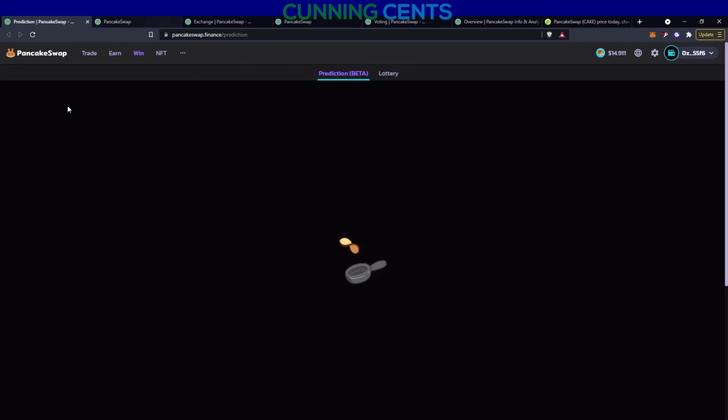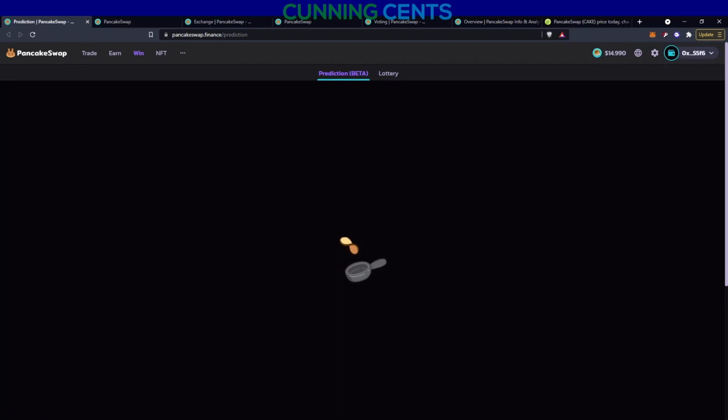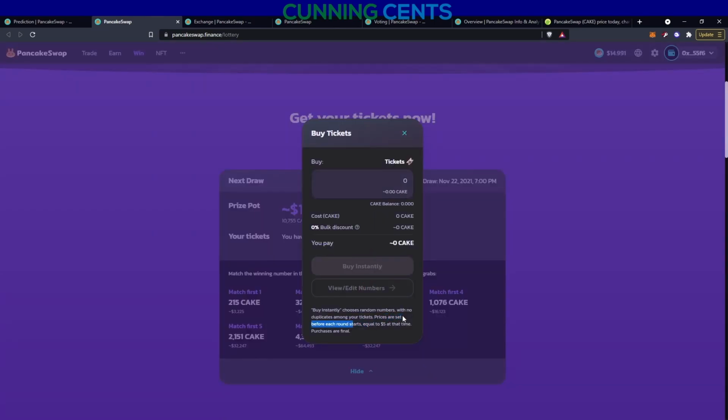But these are some of the more fun ones here, the prediction and the lottery. If prediction loads, it's a 50-50 prediction. There we go. If it loads for me correctly, I'm lucky. But we can look at the lottery. So lottery costs Cake. How much is it? Oh, $5 at the time. So it's $5 worth of Cake at the time of purchase. So if I buy a ticket right now, it'd be roughly 0.3 Cake.